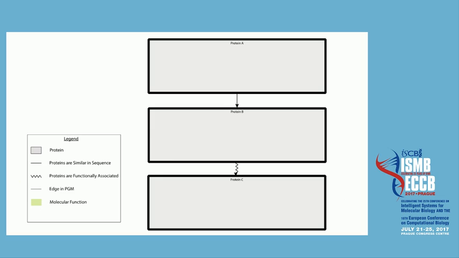So let's start off by introducing a very small protein network of 3 proteins. Here we have protein A and B are similar in sequence. Protein B and C are functionally associated. According to STRING, it might mean they are in the same genomic context, or co-expression data, something like that, or phylogenetic profiles, et cetera.